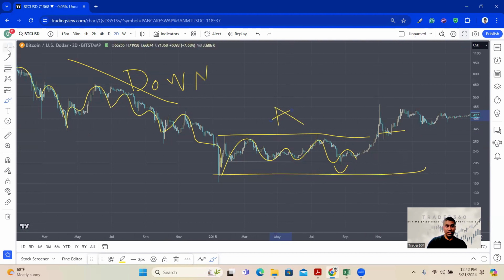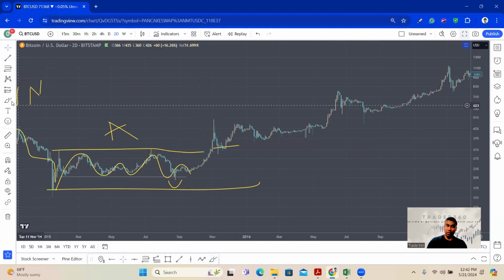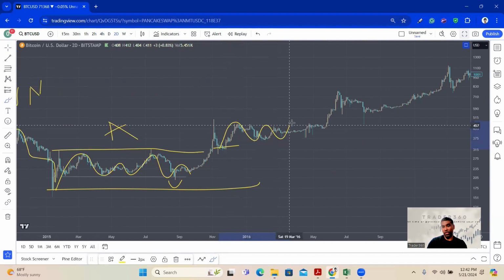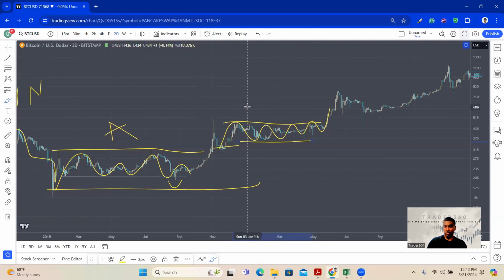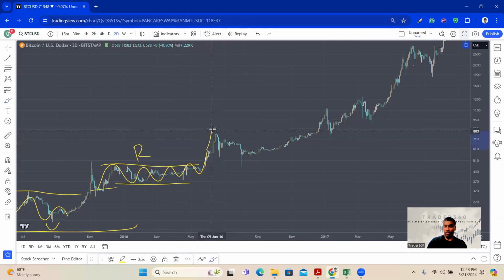Now, what happens next? Then the prices moved up again. Now you can see the prices are sometimes reaccumulating. This is called reaccumulation, or you can simply call it a range. And after that, the prices started to move up, and we can see this move here.